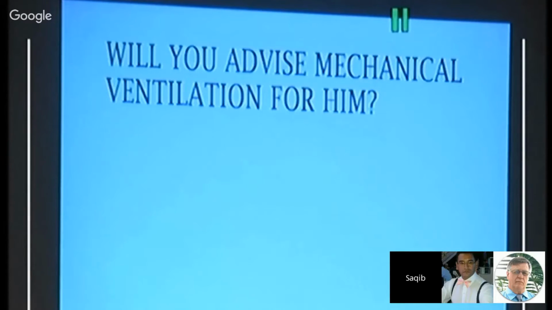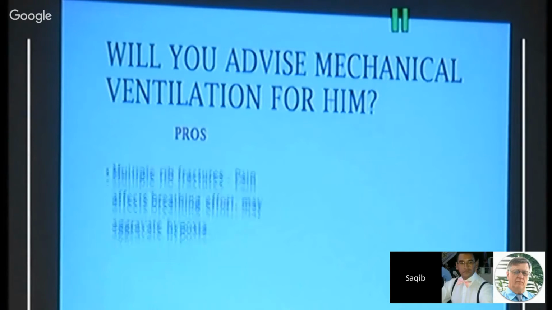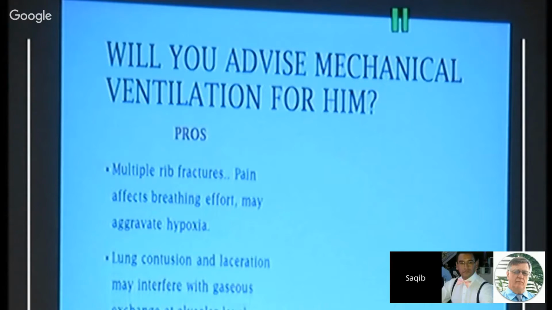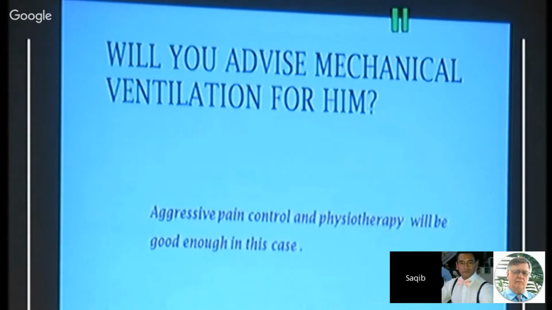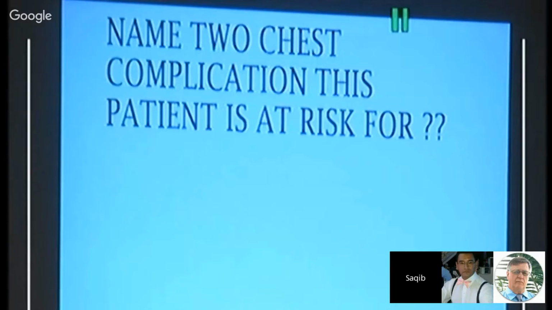Now, will you advise mechanical ventilation for him? What are the points in favor of mechanical ventilation? There are multiple rib fractures, pain affects breathing effort, it may aggravate hypoxemia, there's a lung contusion, a problem with gas exchange. And the points against are that in the presence of pneumothorax, positive pressure ventilation can lead to tension. But he was managed actually without ventilation. So we just did aggressive pain control, and physiotherapy would be good enough in this case.